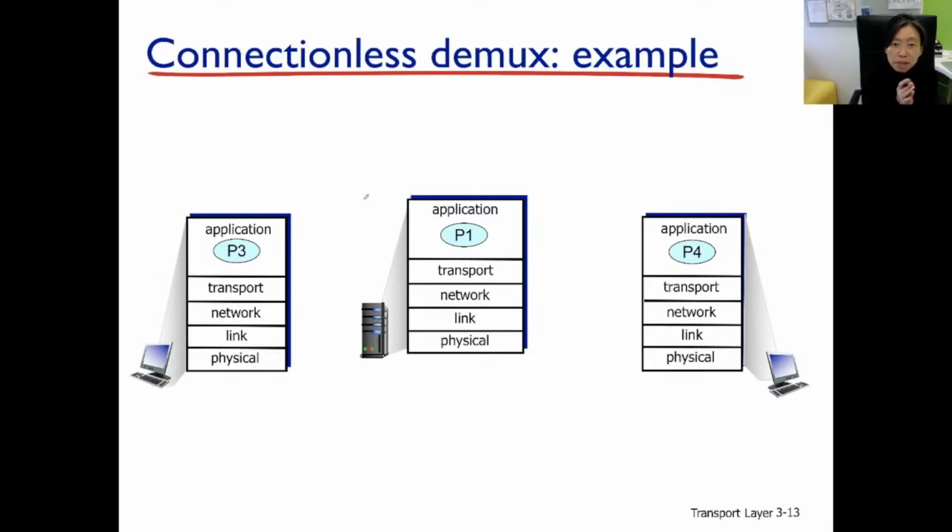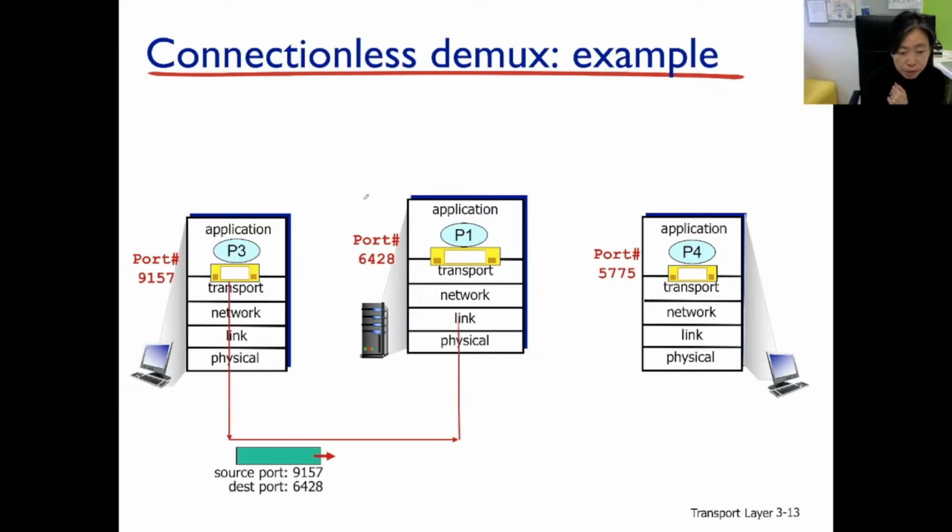So here's an example of connectionless demux. Port 9157 is where P3 is sitting, so that's one of the clients. Port 5775 is where process P4 is sitting, so that's another client. The server in the middle opens up a port number 6428, and P1 there is the server process, waiting for requests to come in. We see here a service request message generated from P3 and intended for P1. You will see the source port number being 9157 and the destination port number being the server's port number.